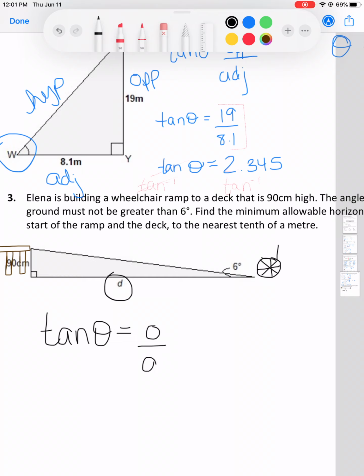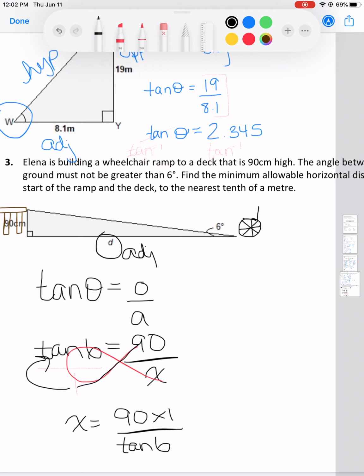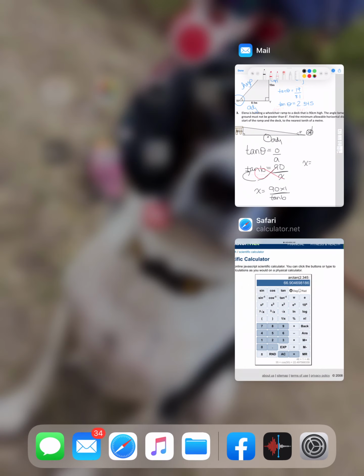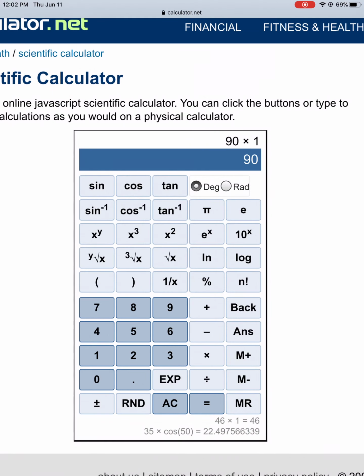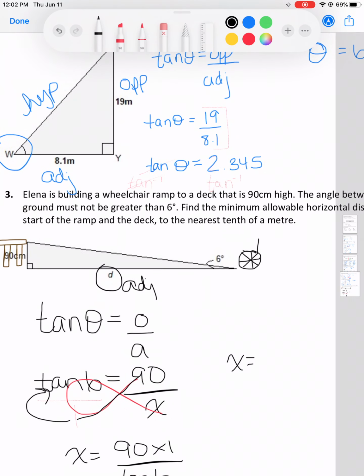So tan theta is equal to opposite over adjacent. We have our degree. Tan 6 is equal to 90 over x, right? This is my adjacent. Hopefully you guys know that by now. Because we're solving for a side, we're going to use our fish. So x is equal to 90 times 1 divided by tan 6. 856.2. What does it say? To the nearest meter? So 856 meters.